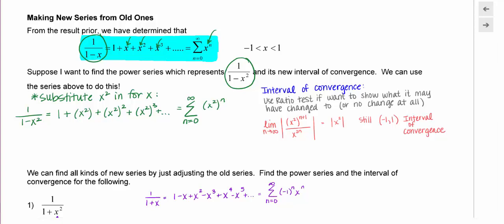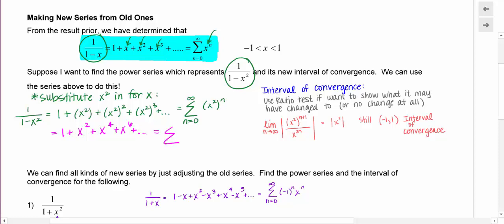And again, you can write this out differently if you want to. So this is 1 plus x squared plus x to the fourth plus x to the sixth, dot, dot, dot. And then you can write your summation out more clearly. So it's the sum from 0 to infinity of x to the 2n. So this is my new power series that will represent that rational function.